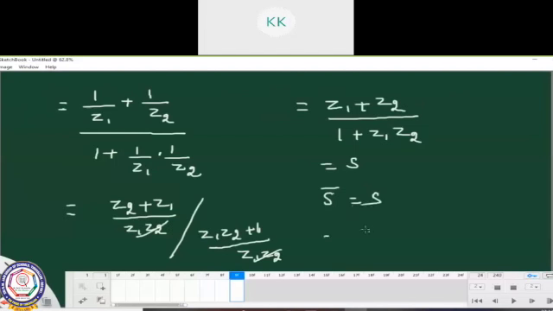Therefore, what is S value? Z1 plus Z2 by 1 plus Z1 Z2 is a real number. Is it clear? It's a real number. Is it clear for you? Yeah.